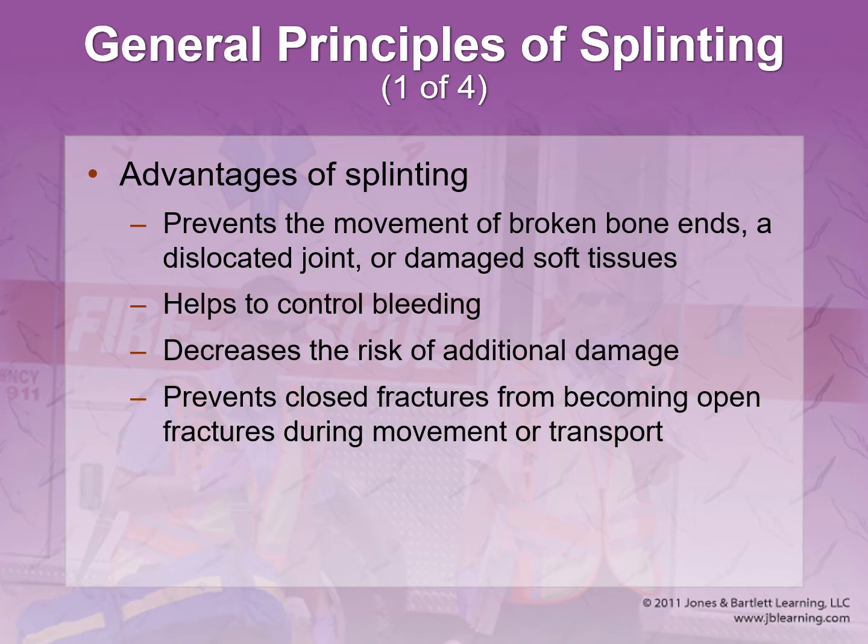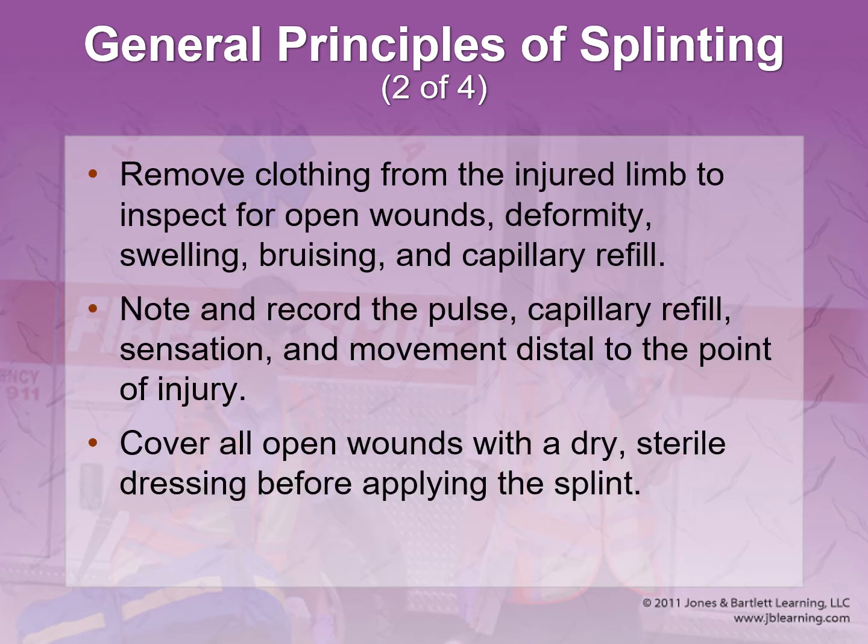The reason we're splinting it is if there are some broken bone ends in there, they're not going to be rubbing on themselves, right? If we splint it, lock it in place, we reduce that movement. But if we don't splint it, those bone ends can do a lot of damage to the surrounding tissue. Splinting helps control bleeding, it decreases additional damage, and it also prevents the bone from poking out of the skin.